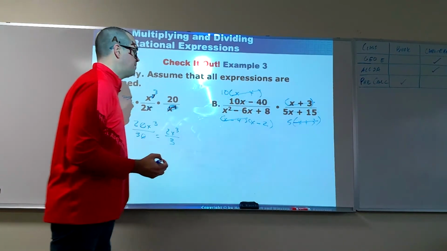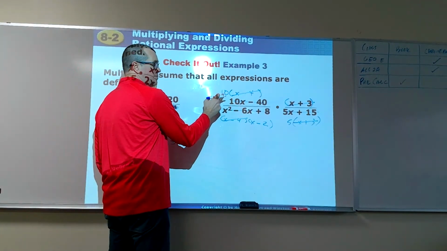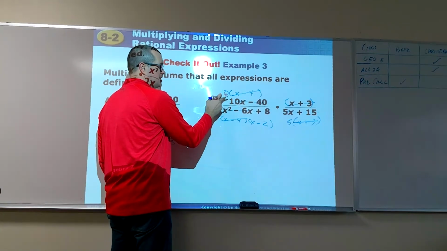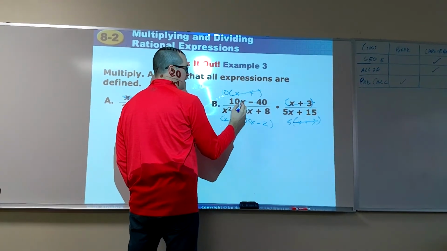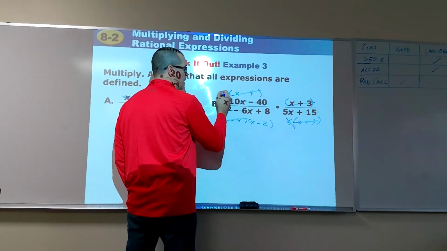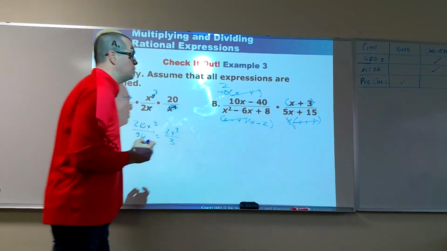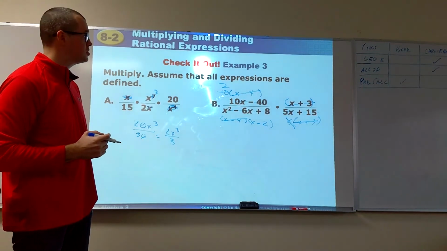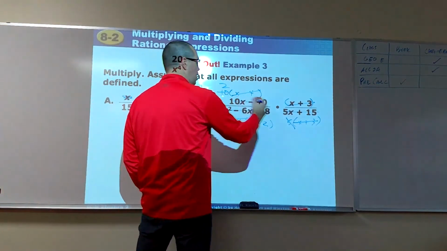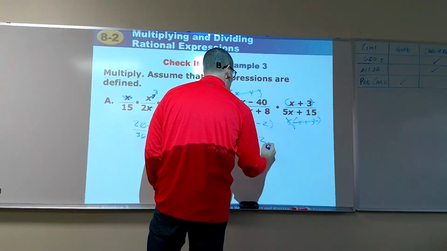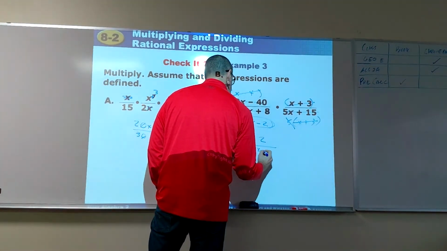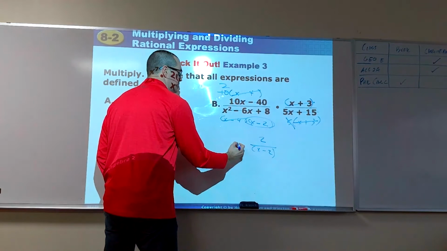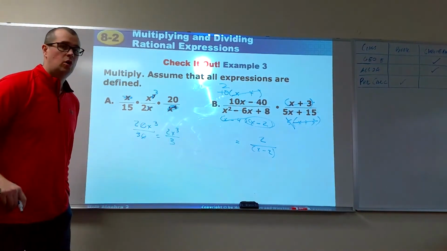It goes away. On the top now, all we have left is 10. Well, I have a 10 on the top and a 5 on the bottom. Well, 10 divided by 5 is 2, so the 5 goes away, and that turns into a 2. 10 over 5 is the same thing as 2 over 1. When I look, all I have left across the top is 2 over, all I have left on the bottom is x minus 2. Okay?